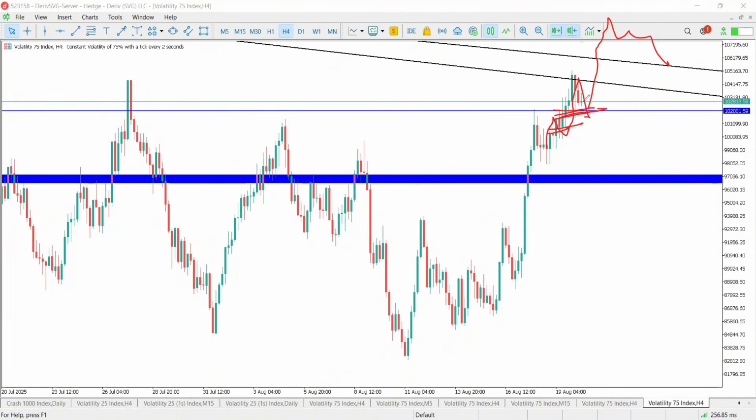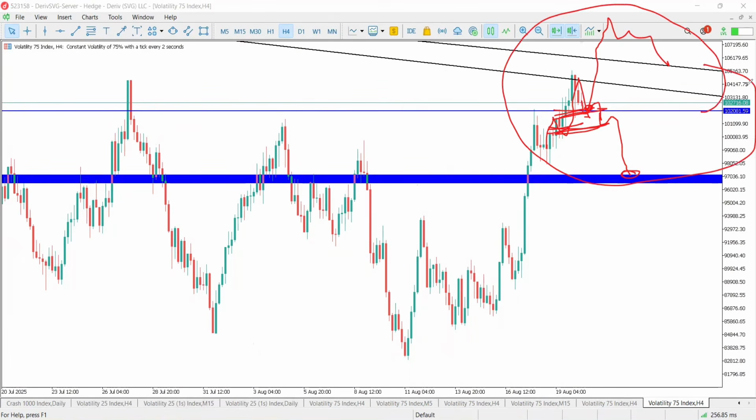Okay. If you're using H4, still the same rules. If it reacts here, then breaks below, target this one. When it breaks this one, now you can target the next previous resistance, which is support. Apply this to everything that you're trading.